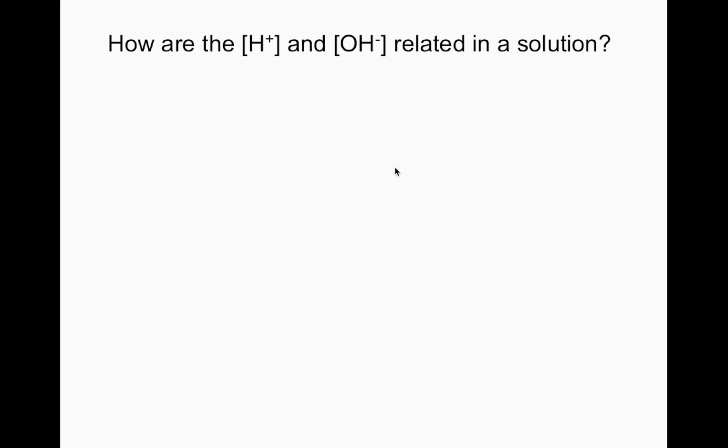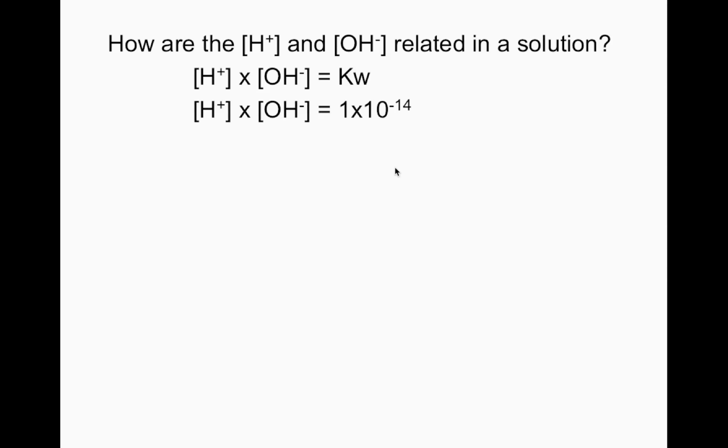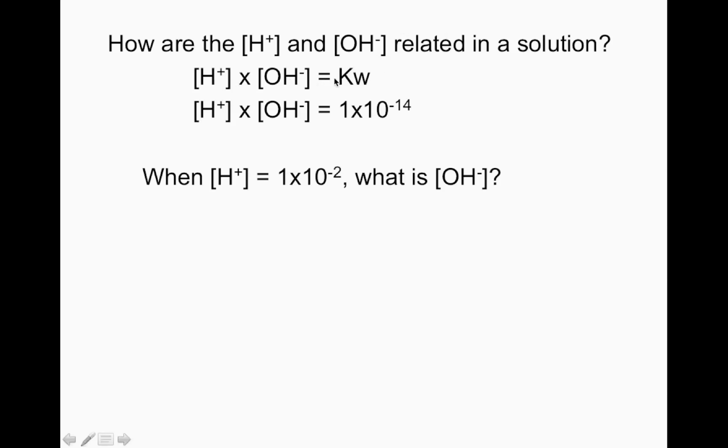So how are the hydrogen and hydroxide ions related in a solution? Well, if you multiply the concentrations together, you get what's known as Kw, which is the constant for water. The value of it is 1 times 10 to the negative 14th. So let's take a look at a question where you're given the hydrogen ion concentration and asked for the hydroxide. How do we find out what the hydroxide is? Well, we're going to use this equation here.